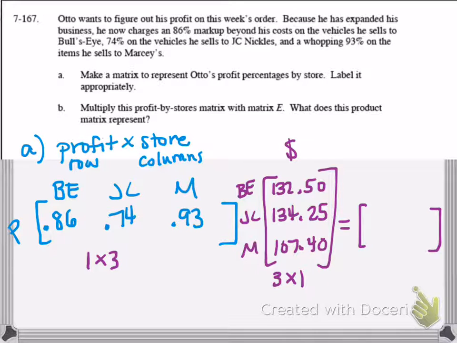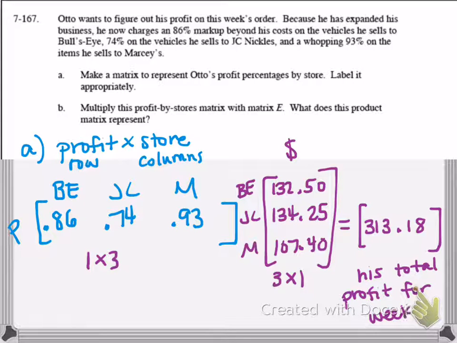So go ahead and pause, multiply it out. You're just going to get one number. 0.86 times 132.50 plus 0.74 times 134.25 plus 0.93 times 107.40. Go ahead and multiply that out. And you should end up with $313.18, which is his total profit for the week. Okay? There's not a lot of money in the toy car and truck business.